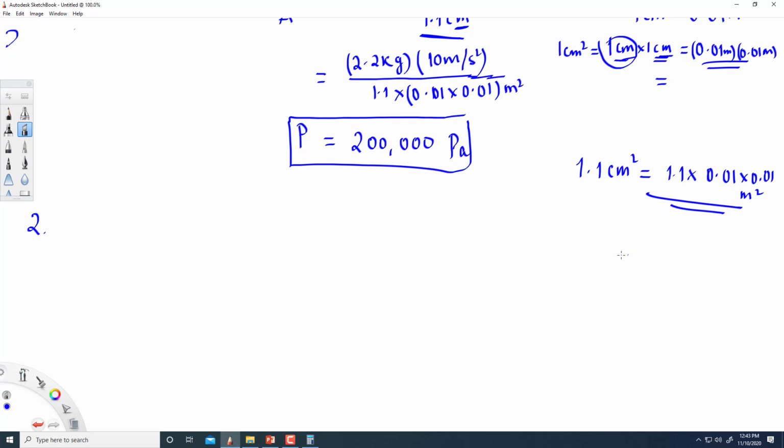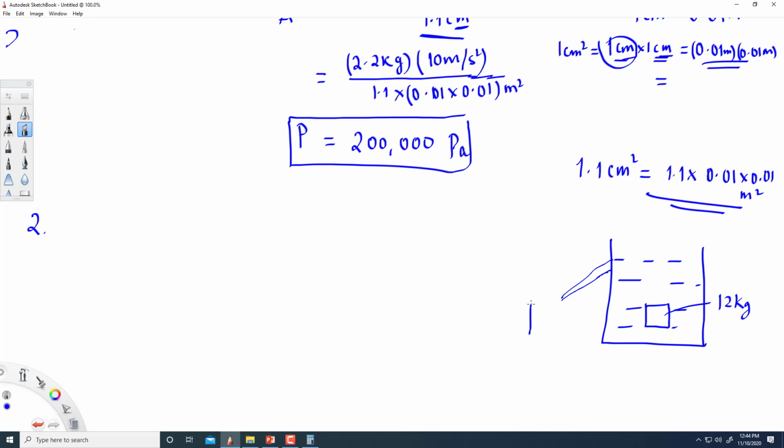So we have some water. You put 12 kilogram piece of metal in the water, and as a result, let's say there is a hole here. Okay, it displaces water, and how much water it displaces? It displaces 2 liter of water. Okay, so we want to find the density of the metal.